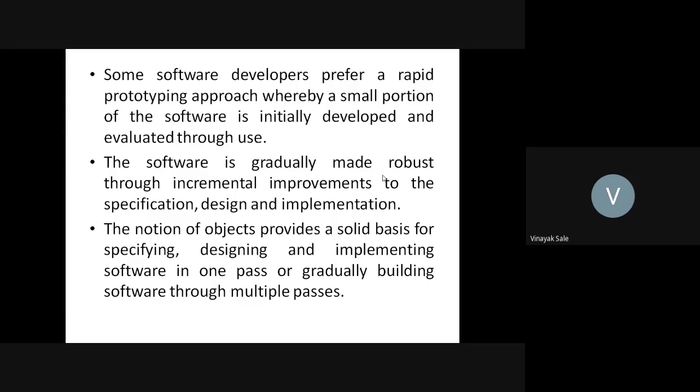Some software developers prefer a rapid prototyping approach whereby a small portion of the software is initially developed and evaluated through use. The software is gradually made robust through incremental improvements to the specification, design, and implementation. The notation of objects provides a solid basis for specifying, designing, and implementing software in one pass or gradually building software through multiple passes.